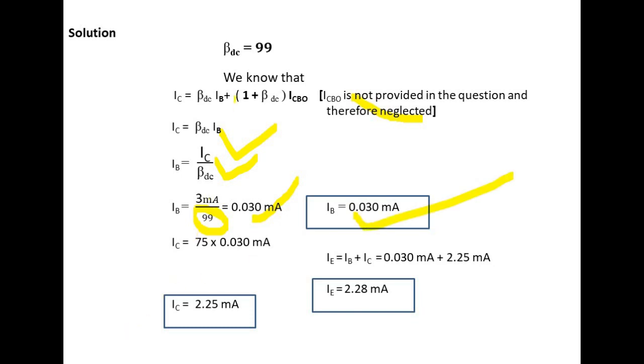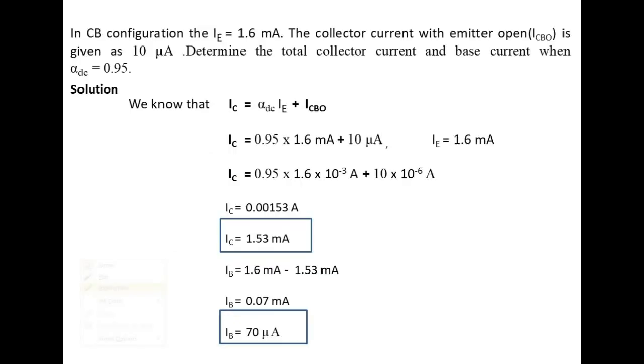And IC equal to beta DC into IB. So IC will be equal to 75 into 0.030 milliampere. That is, we have got IC equal to 2.25 milliampere. We know that IE is equal to IB plus IC, that is 0.030 milliampere plus 2.25 milliampere, and IE is equal to 2.28 milliampere.